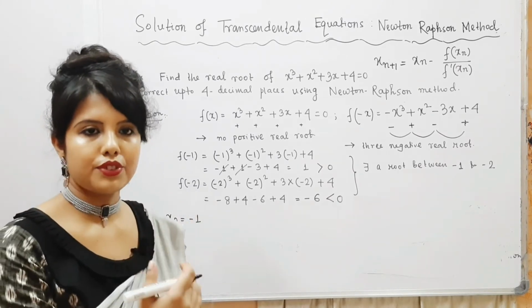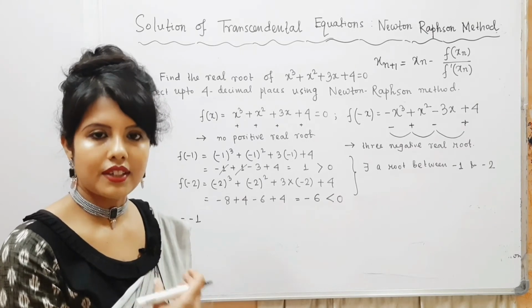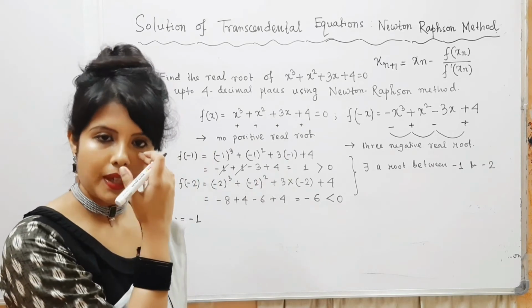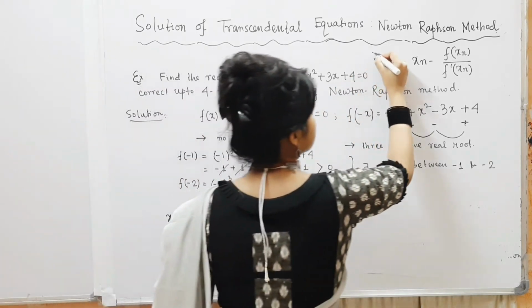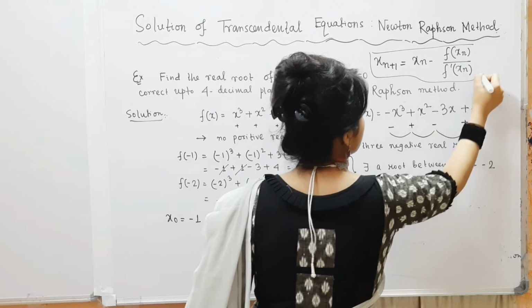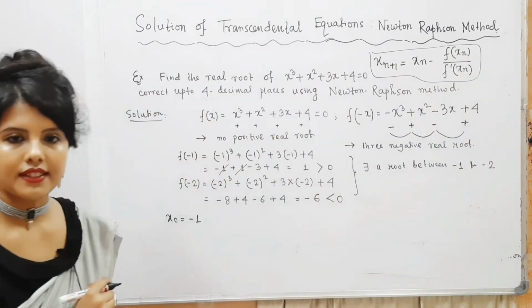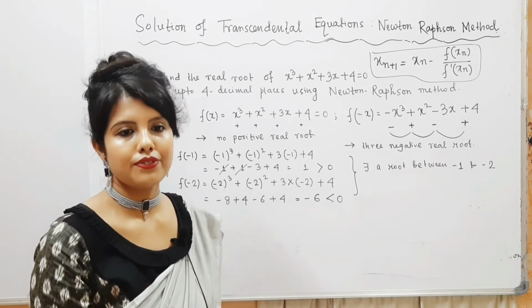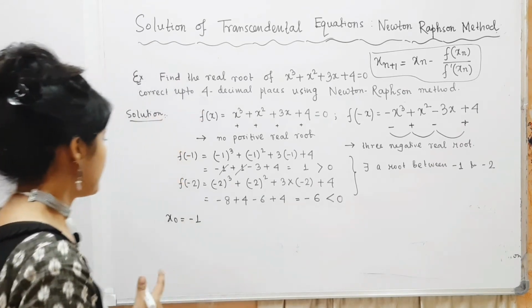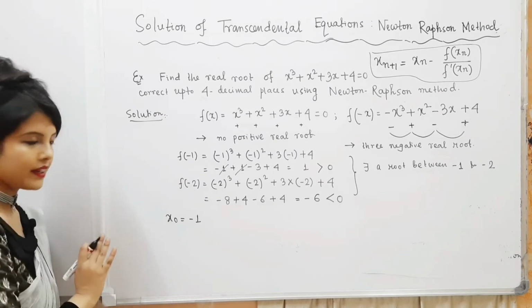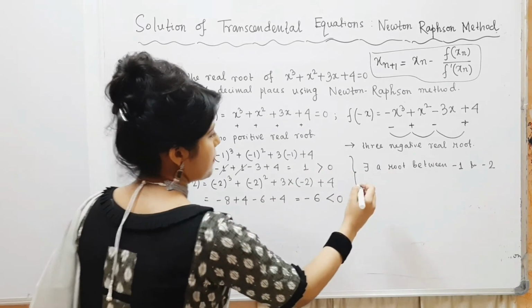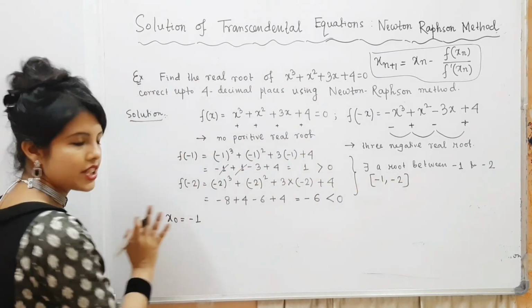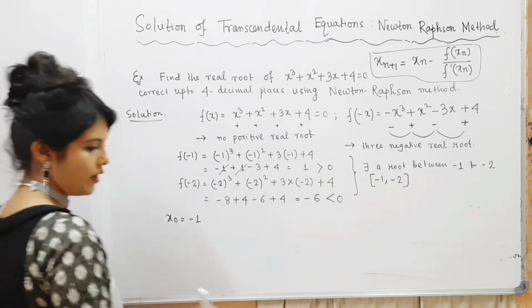Now I have to construct x1, x2, x3 by using the Newton-Raphson method. What is the Newton-Raphson method? This is the Newton-Raphson method. Using this iterative formula, I will gradually get a sequence of approximated roots. So x0 equals minus 1, because the range is minus 1 to minus 2, I am taking the initial position x0.